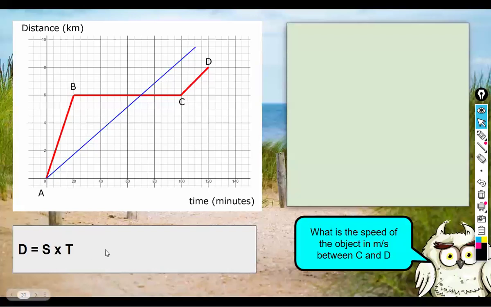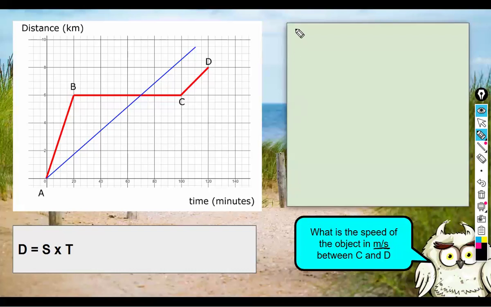Just remember, minutes is not really what we use to measure time in CXC. When it comes to measuring speed, either the time has to be in hours or it has to be in seconds. Nobody really uses minutes, okay? Good luck, and I'll give you a couple of minutes. Remember, they want the answer in meters per second.